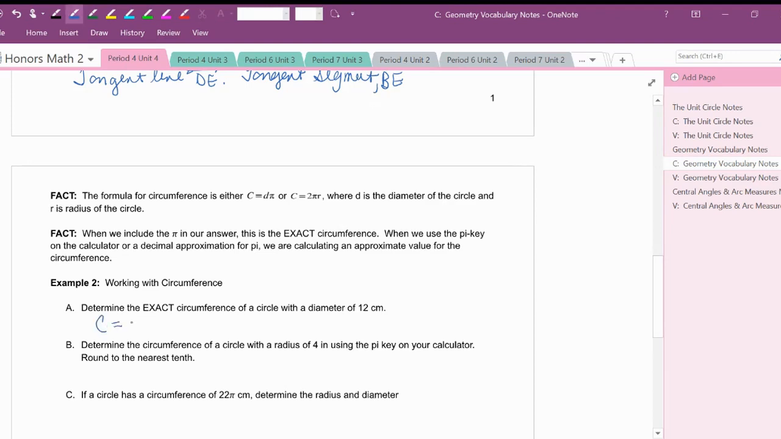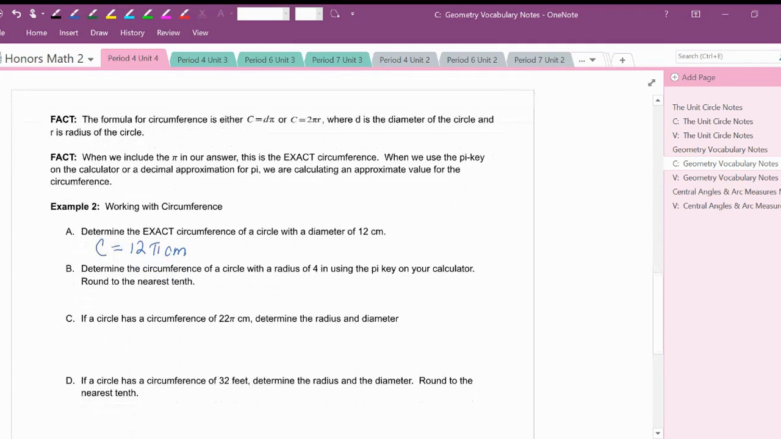So circumference is diameter times pi, and we add our units. The next one is determine the circumference of a circle with a radius of 4 using the pi key on your calculator, round to the nearest tenth. So we would start with the circumference is 2 pi times the radius, and we would get our calculator and type in 2 pi 4, and we get the circumference is 25.1 inches.